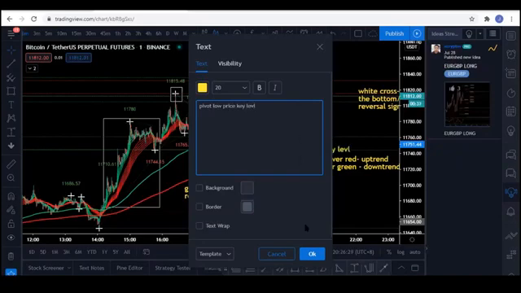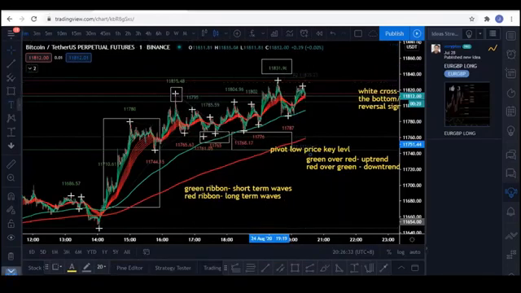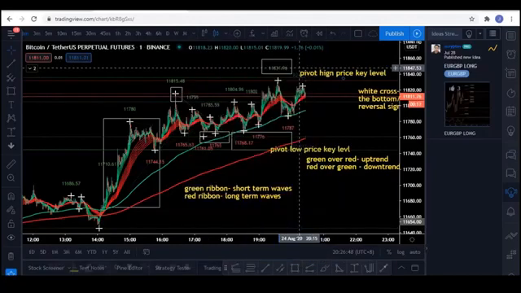And our green is... this is our pivot high price.